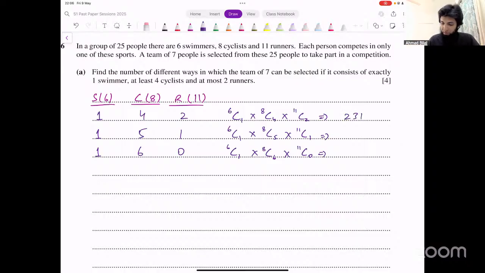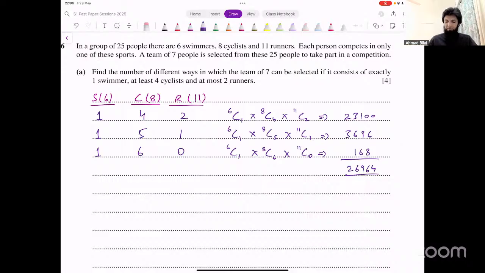So we're getting 23,100, 3696, and 168. Then you add them all together, and that will give you the final result, because it's either the first case or the second case or the third case. That means you add all of those cases, and that gives you 26964. Okay, that's the first part.